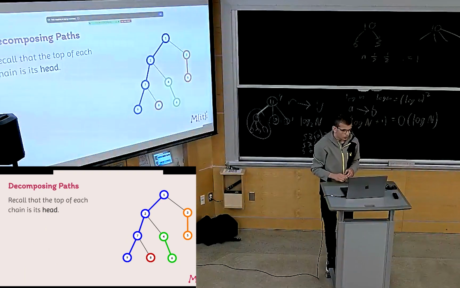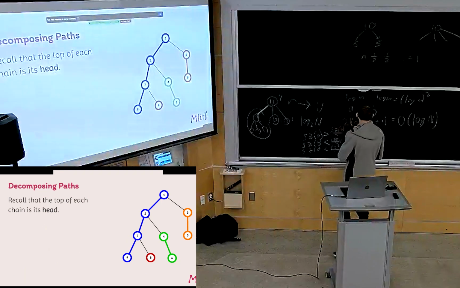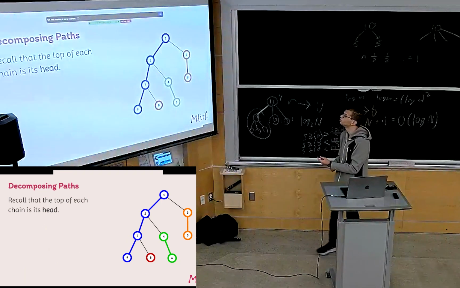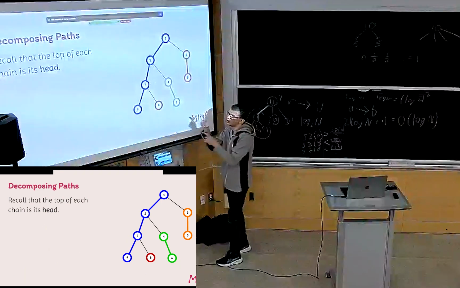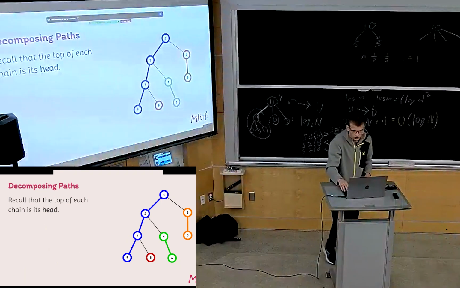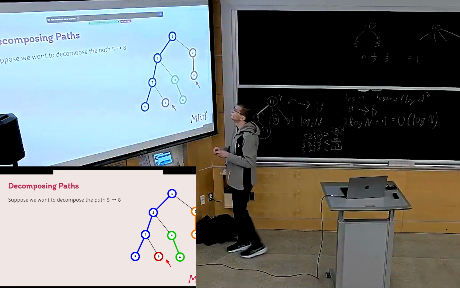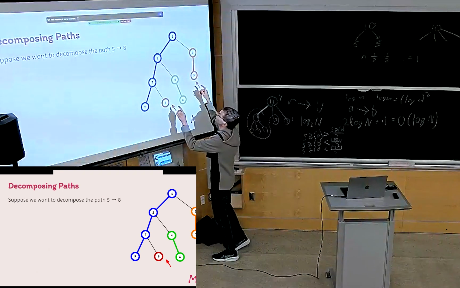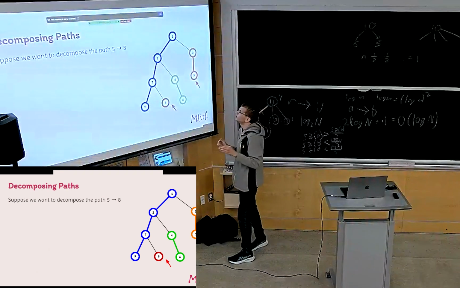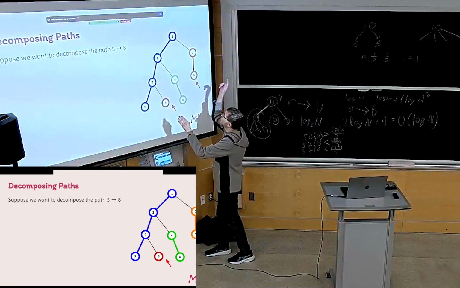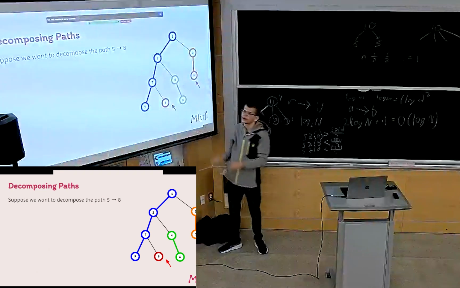Okay, so now let's actually go over how to do our path decomposition. We want to do a range query from A to B. How do we decompose that into only ranges that are within a single chain in our decomposition? For example, suppose we want to decompose the path between nodes 5 and 8. What that means is we want to find a list of pairs of indices in the tour that we will want to query in our segment tree because they correspond to this path.